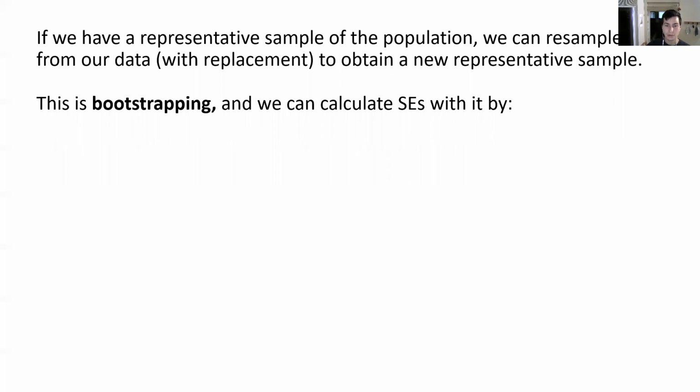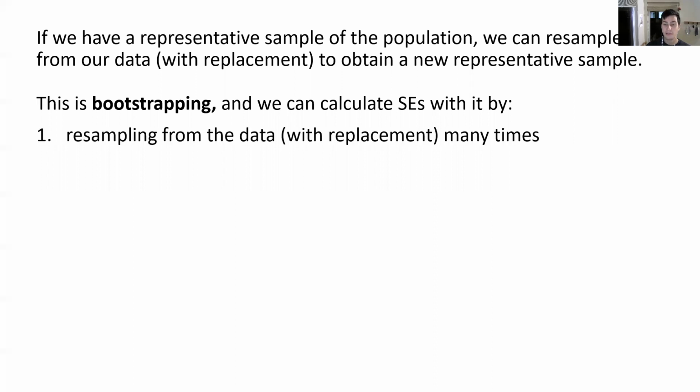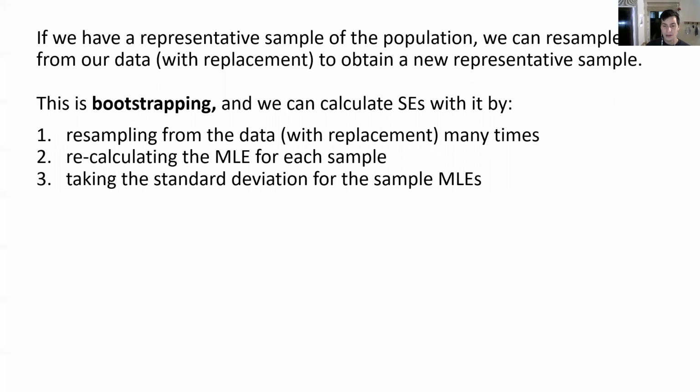Here are the 3 steps we need to obtain bootstrap standard errors for our maximum likelihood estimate. If we have n observations, we sample n observations from the data with replacement, meaning that data points that we have already sampled can be sampled again. We do this many, many times. For each sample, we obtain maximum likelihood estimates for the model parameters. Finally, we take the standard deviation of those per sample maximum likelihood estimates. Since the standard error is the standard deviation of the distribution of an estimator, this value is our standard error.